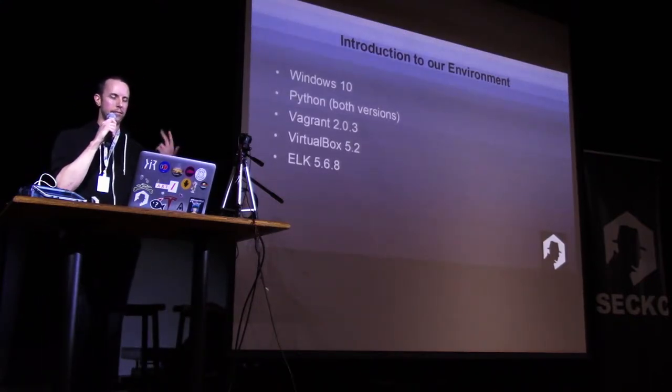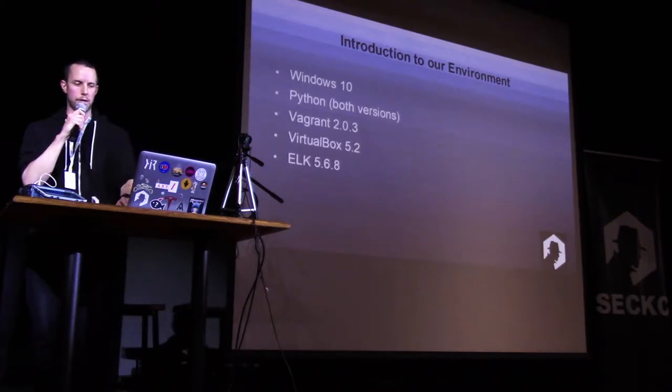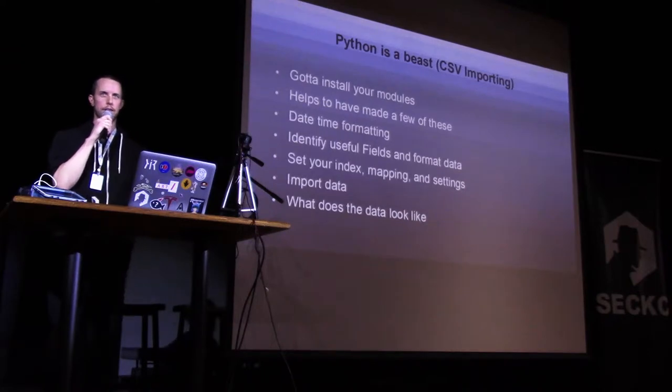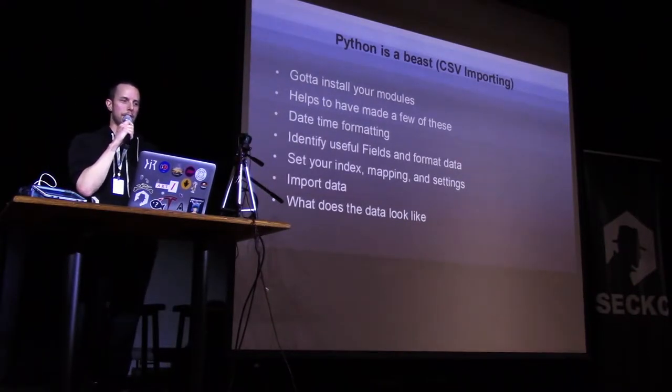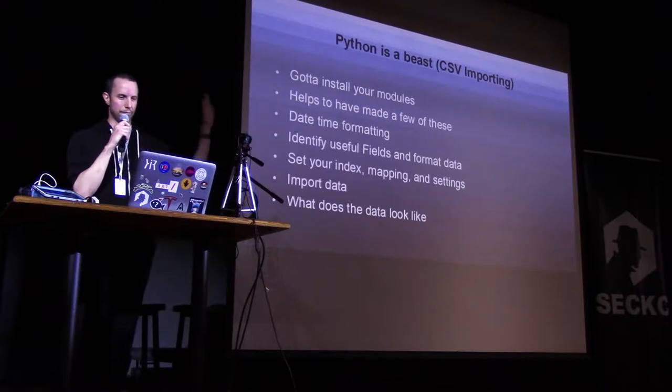All right, so introduction environment. I'm using Windows 10, Python, both versions, 2.7 and 3. Whatever. Vagrant 2.03, VirtualBox, and ELK 5.6.8. All right, Python is a beast. If you've used Python, you'll realize that all it takes is a module include, and you have anti-gravity, include anti-gravity, or import anti-gravity, done, you're floating.